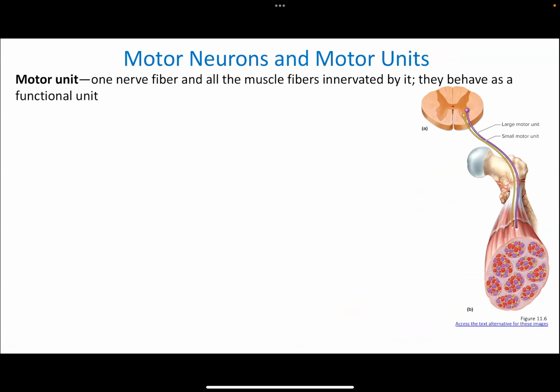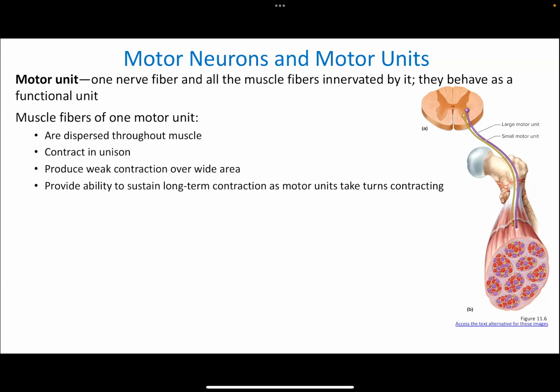When we talk about motor units, again, we're talking about one nerve fiber or one motor neuron and all the muscle fibers innervated by it. They will function as one unit. The muscle fibers of this one motor unit are dispersed throughout the muscle. So if you have one motor neuron or one nerve fiber that isn't working, then you've got plenty of others to activate all the other muscle cells throughout a muscle. Ideally, you want all of them, but we don't need all of the motor neurons to have a functional contracting muscle.